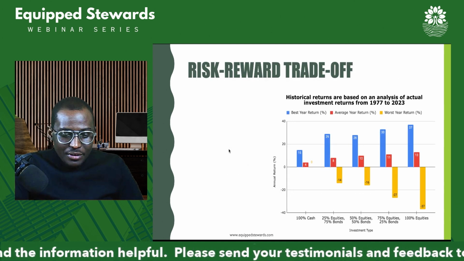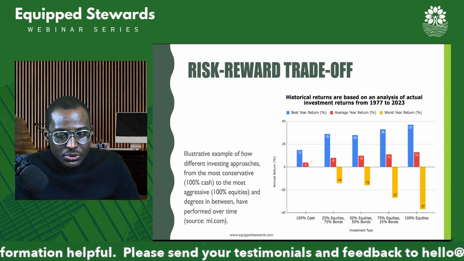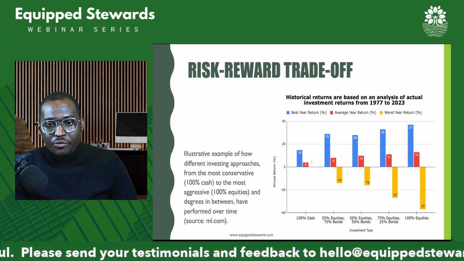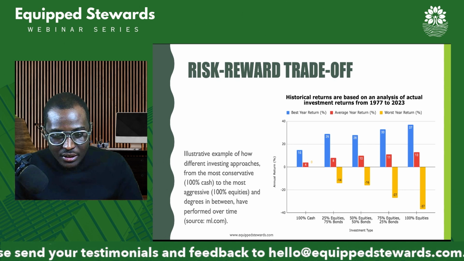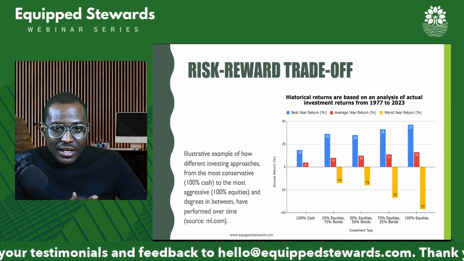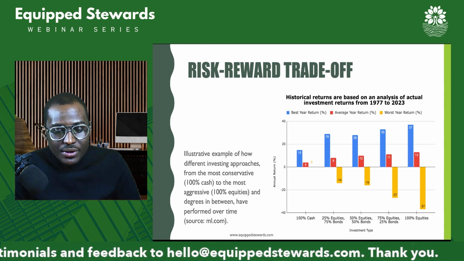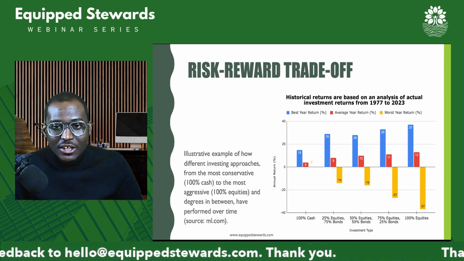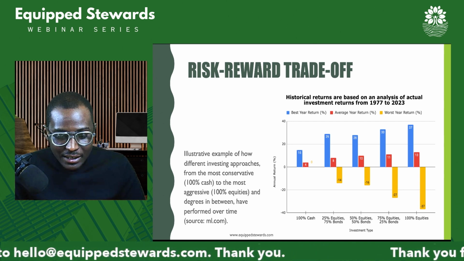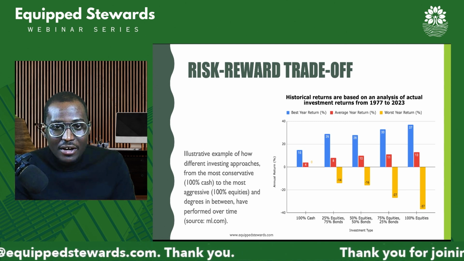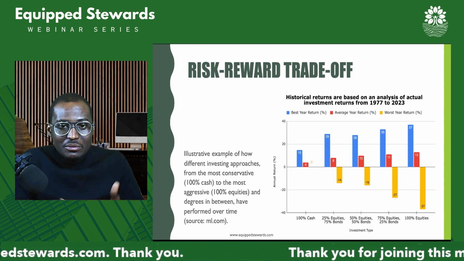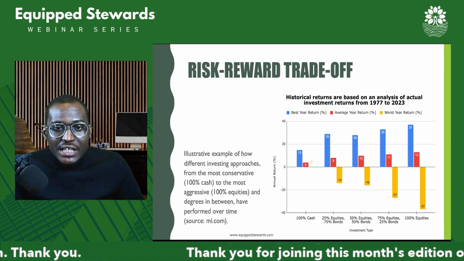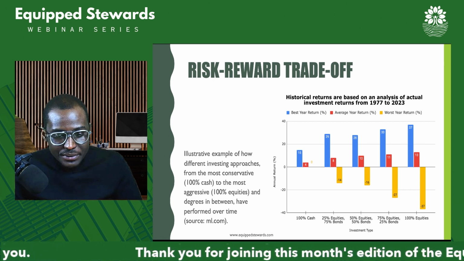Okay, so if you have a look at the screen here, this screen shows you an example of risk reward trade-off. So for example, if you put 100% of your money in cash, in a best year, that is in a year where inflation is low and all things are good, then maybe you can get a maximum of 15% on your cash. That is, for example, a savings account paying you 15%, which I doubt in this environment at the moment, because interest rates are maximum around 5 or 6% because of the Bank of England base rate. But in the best year ever, that money can get 15% interest.